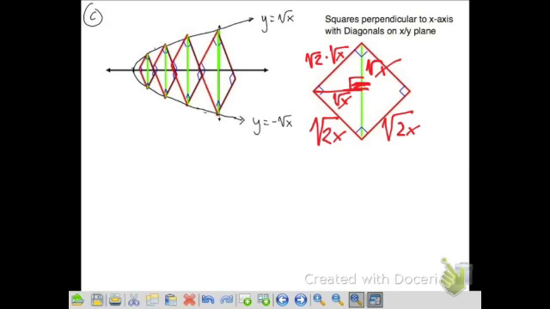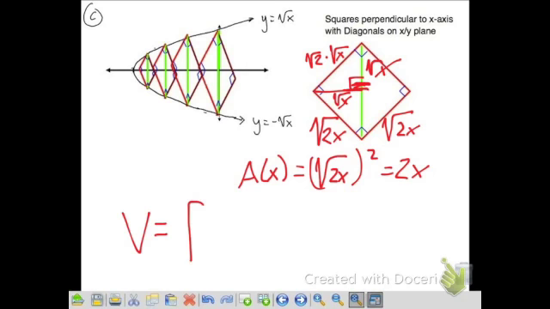Our area then, again, area of a square is a side squared, and so we get 2x for the area of this. Our volume then is the integral that contains the formula for area with respect to x, and then whatever our limits of integration are.